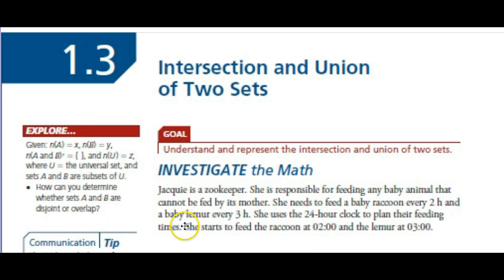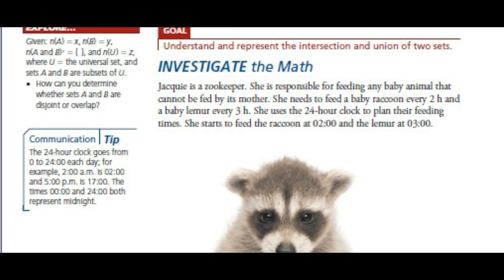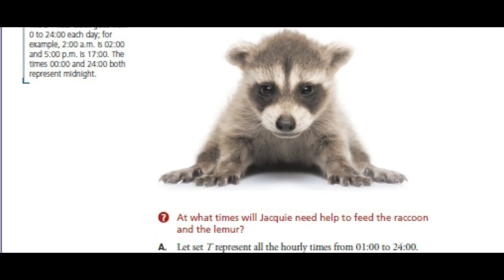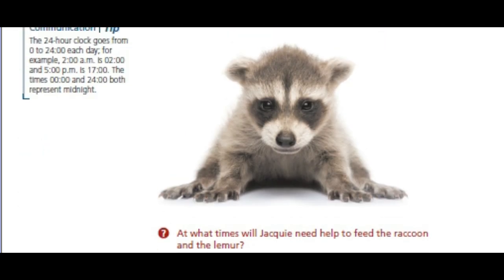All right, 1.2, done. 1.3. Woo! Intersection and union. If you don't do any of these, you're not going to be able to do them when it comes to test time, right? You just sit there and go, well, I know there's supposed to be numbers here, but I have no idea what they are. And maybe you'll luck into it, and maybe you won't. Okay, understand, represent the intersection union of two sets. So first, you can ooh and ah, baby raccoon, how cute.